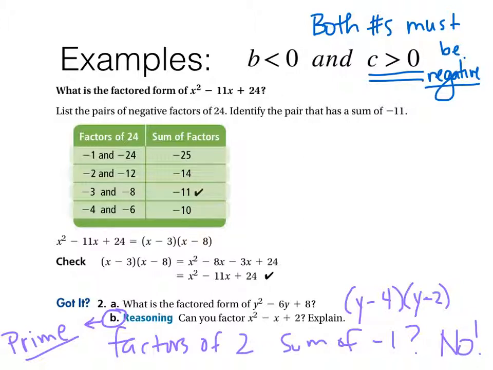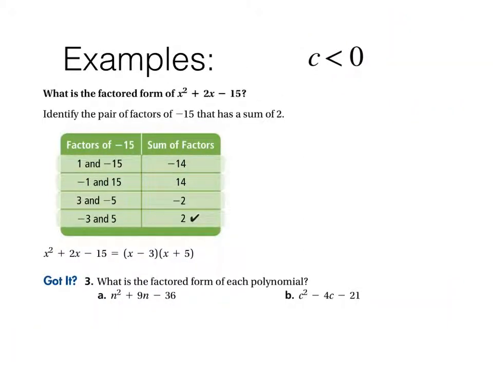All right, another scenario. In fact, the last of the scenarios. So, x squared plus 2x minus 15. So now we're looking at ones where the product number is negative. If the product is negative, that means that one factor is positive and the other is negative.